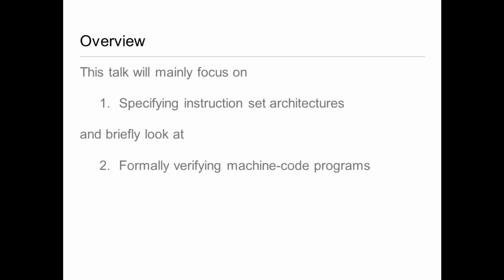So there's going to be two main parts to my talk. The first part is actually on the specification side of things, specifying instruction set architectures. And the second part is, well, what do you do once you've got this specification? And the application we're going to be looking at is the verification of machine code programs through the use of a decompiler.